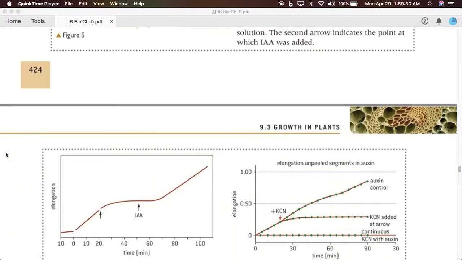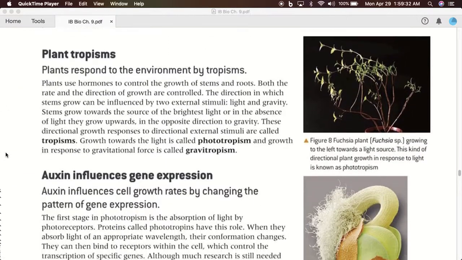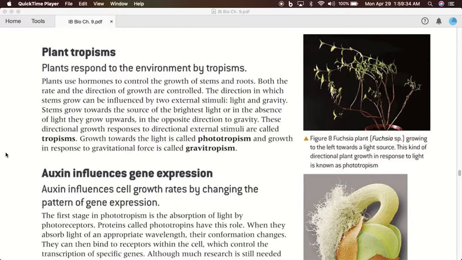Okay, so moving along. We also need to know about plant tropisms, and basically it's how the plant knows in which direction to grow. And the two tropisms that you need to know are phototropism, which means plants grow towards light, and they do that because they need light for photosynthesis. And plants also respond to gravity, so it's called gravitropism, and that basically means that they grow into the ground and are going to root themselves into the ground.